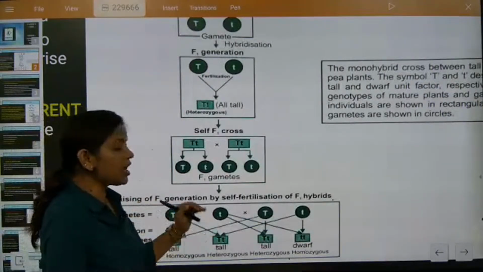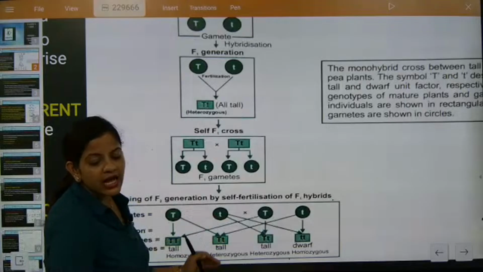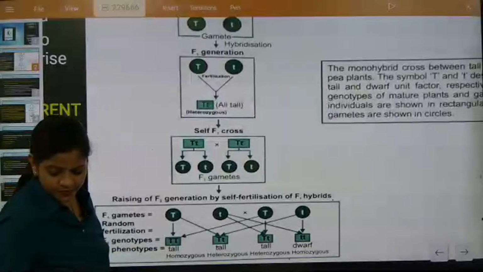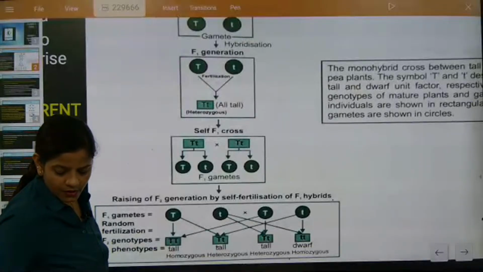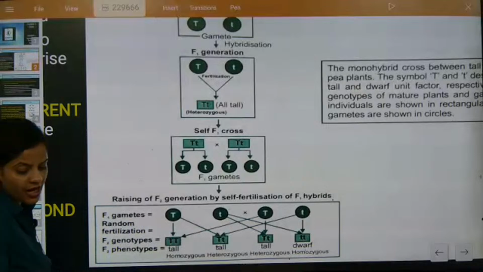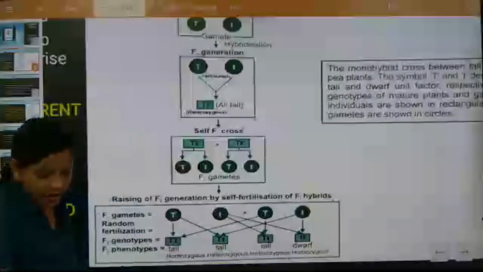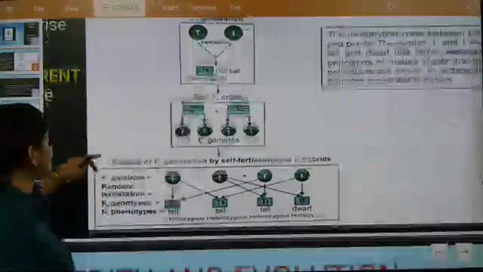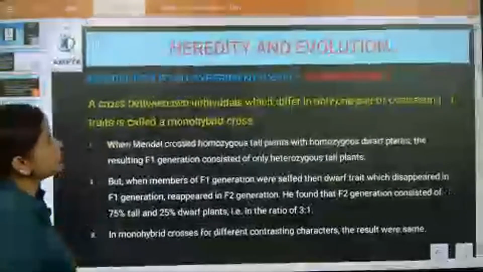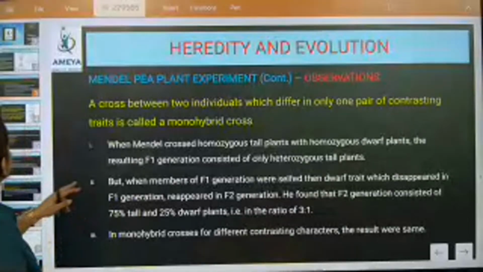So this chart I will ask you at the time of conducting the test. Understood? So this PDF will be available to you at the time of conducting the test. I will be asking you this one. Okay? I hope you might have understood. So now these are exactly called observations. So based on the experiment of monohybrid cross, what are all the observations he has made?